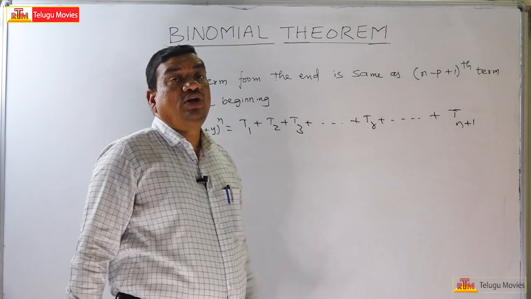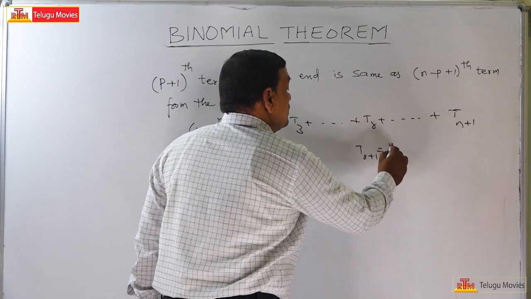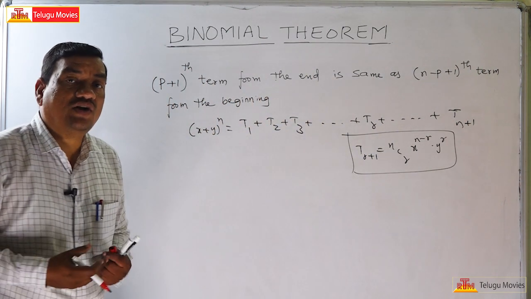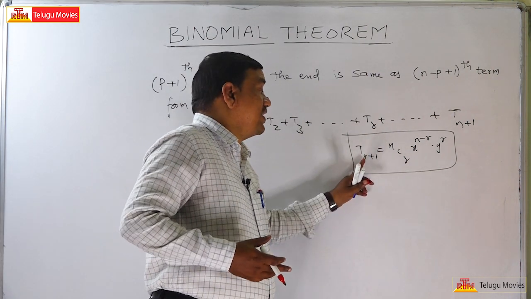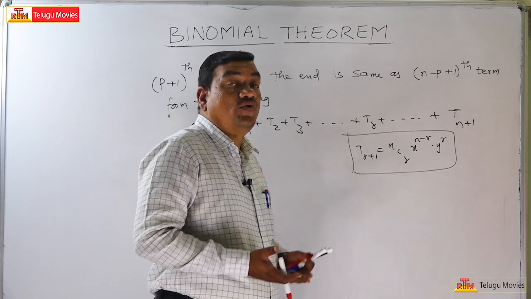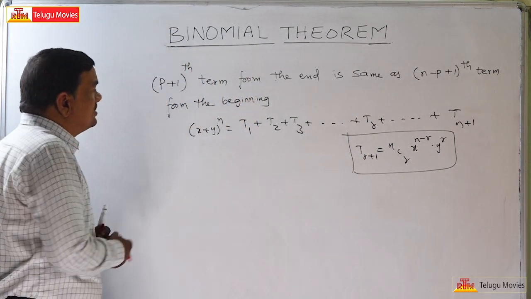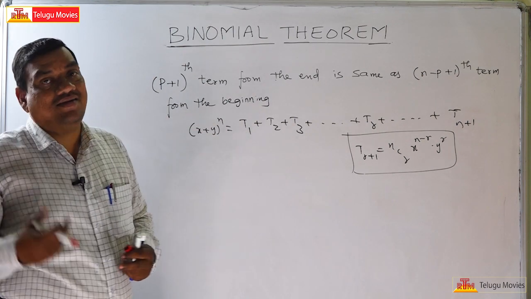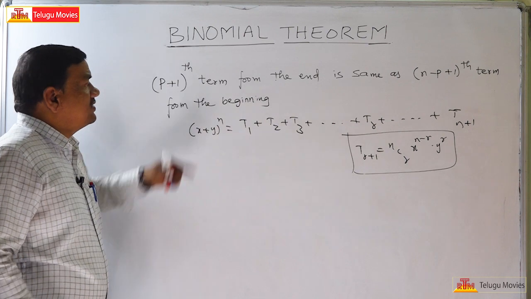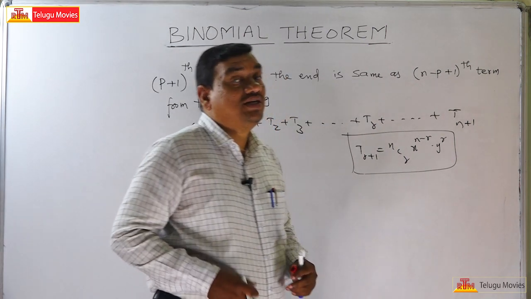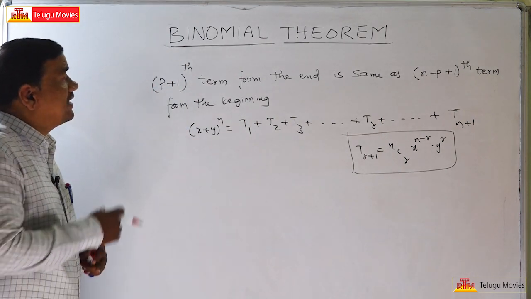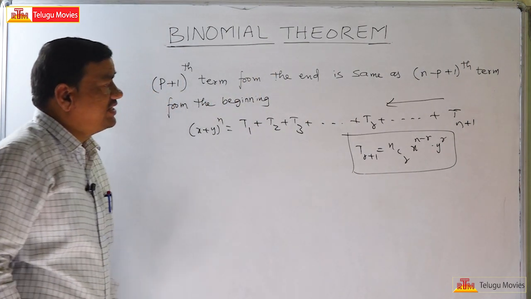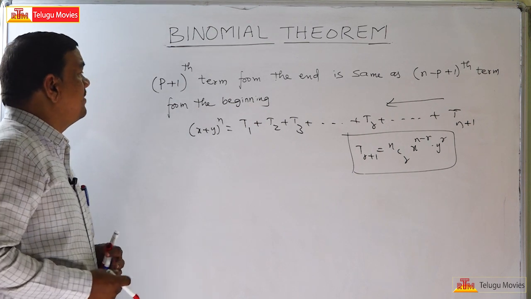From the beginning, we know the formula: the (r plus 1)th term is equal to nCr, x to the power of n minus r, y to the power of r. We can find out the term. If you want to find the fourth term, you substitute r as 3, so 3 plus 1 is 4, and you will get the answer. But now our concept is, this is called the (r plus 1)th term or general term. If you want to find the general term from the end, since we are already using r here, we use p. That means the (p plus 1)th term from the end is the same as the (n minus p plus 1)th term from the beginning.